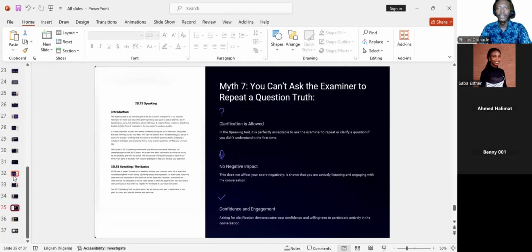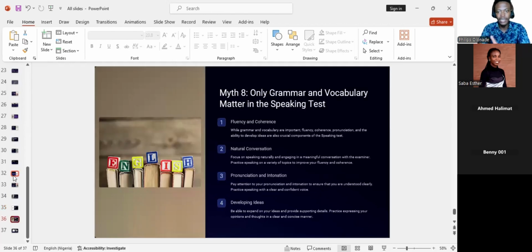All right. Now, myth 7: you can't ask the examiner to repeat a question. It's not true. You can ask the examiner to repeat a question if you did not hear it properly or you did not understand it. You can say, please, could you repeat what you just said? That's in the speaking section, not in the listening section. Then myth 8: only grammar and vocabulary matter in the speaking test. We've discussed what matters.